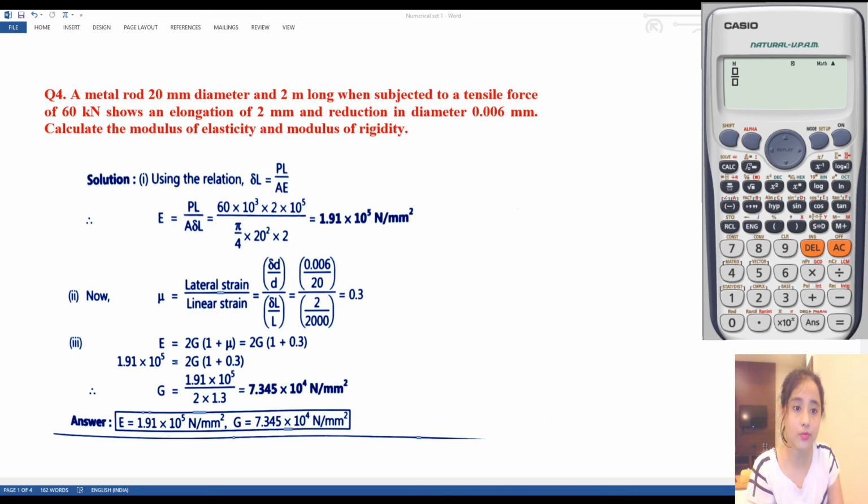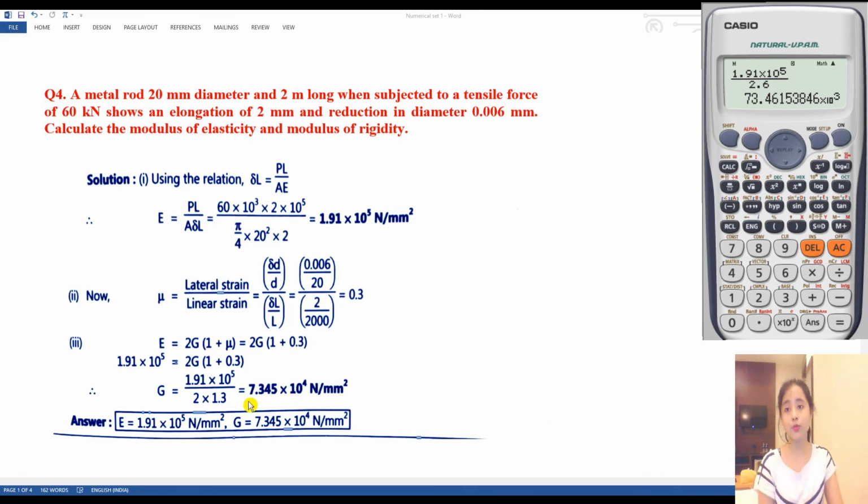G will be equal to 1.91 into 10 raised to power 5 divided by 2.6. So this is coming equal to 73.46 into 10 raised to power 3. अब यहाँ पर एक डेसिमल आगे दिया है तो हम ये डेसिमल आगे शिफ्ट करेंगे तो इट विल बी 7.3 और ये 10 raised to power 3 भी एक डेसिमल आगे शिफ्ट हो गया तो इंक्रीज हो जाएगा. सो इट विल बी 7.346 into 10 raised to power 4 न्यूटन पर mm स्क्वायर.